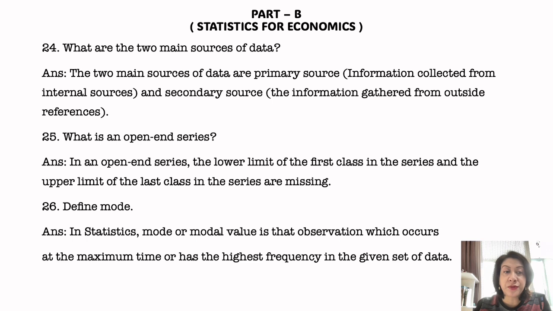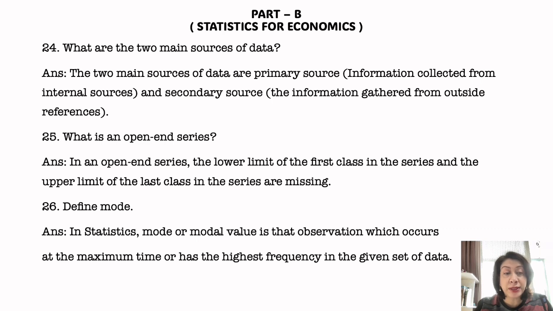We proceed to part B, which is on statistics for economics. Question number 24. What are the 2 sources of data? We know that the 2 sources of data are primary source and secondary source. So we will answer it like this. The 2 main sources of data are primary, information collected from internal sources, and secondary source, which is the information gathered from outside references.